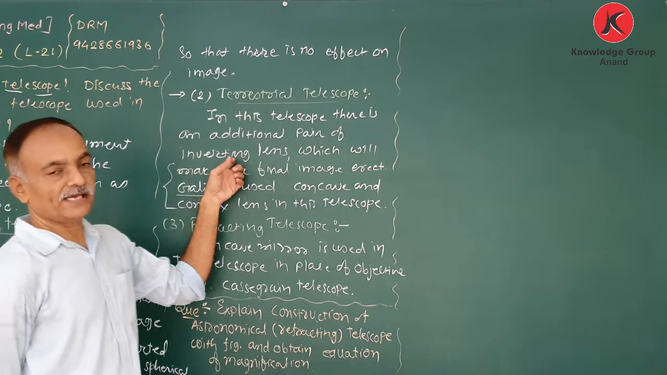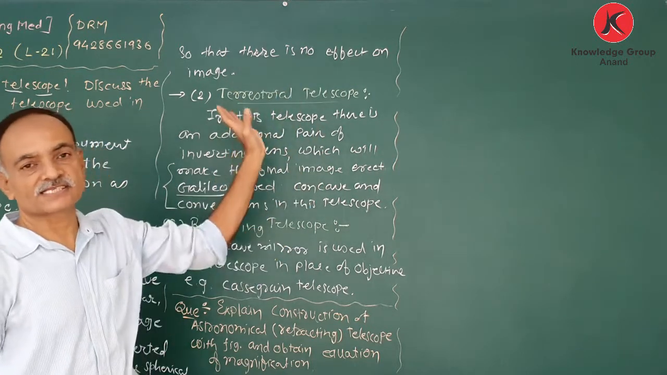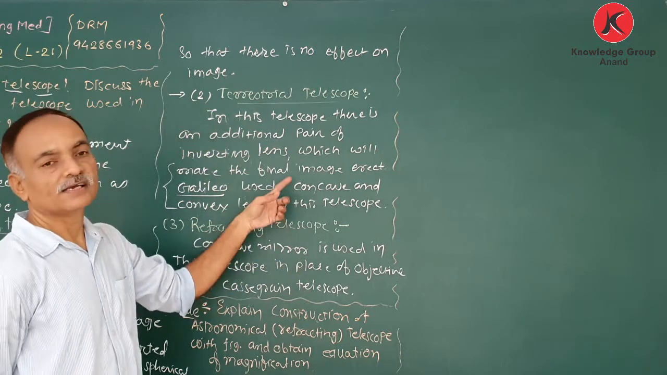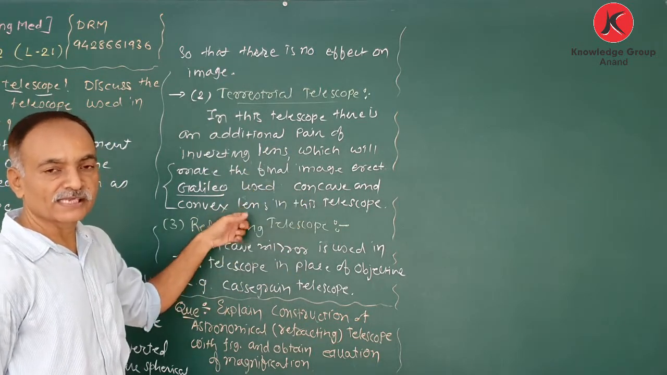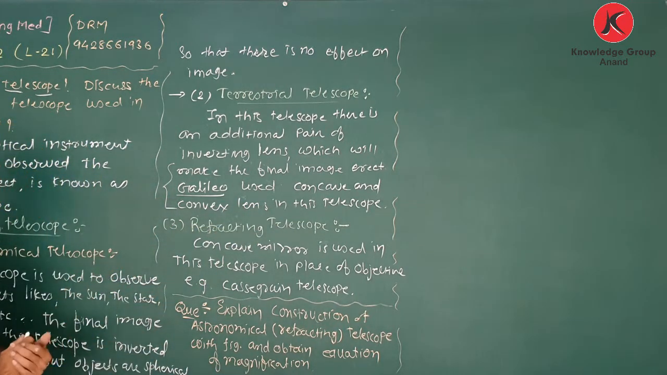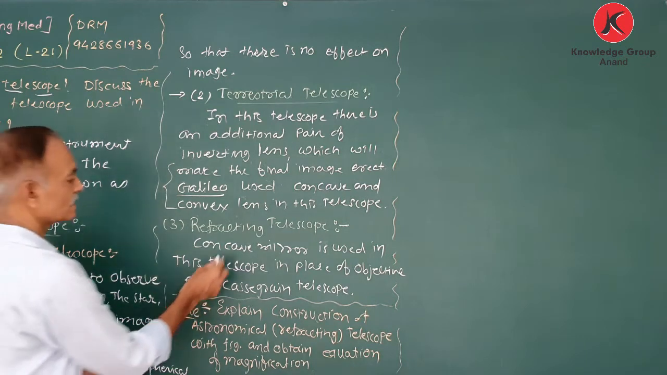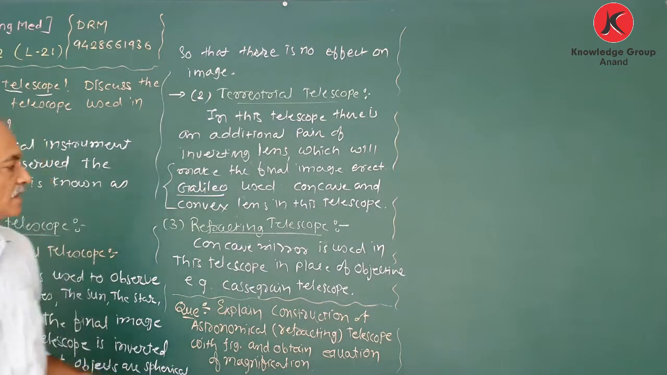The additional pair of inverting lenses used in a telescope is known as the terrestrial telescope. And who first used the additional pair of concave and convex lenses in a telescope? That is Galileo. After that, the third type of telescope is the reflecting telescope.